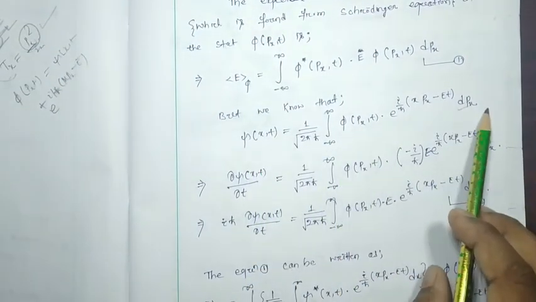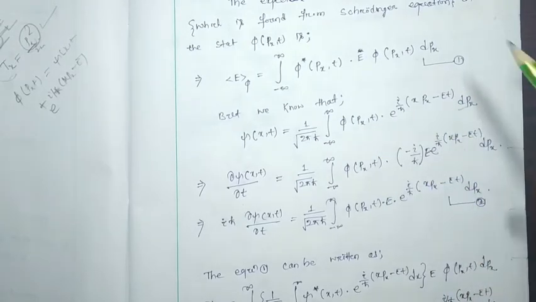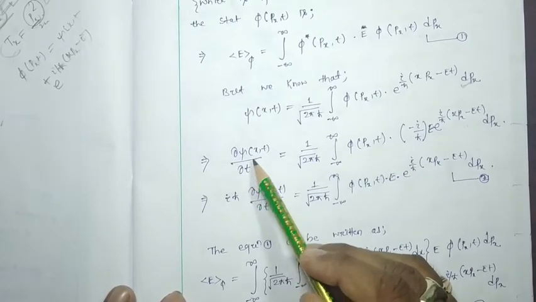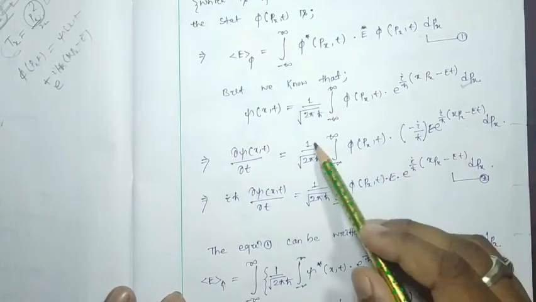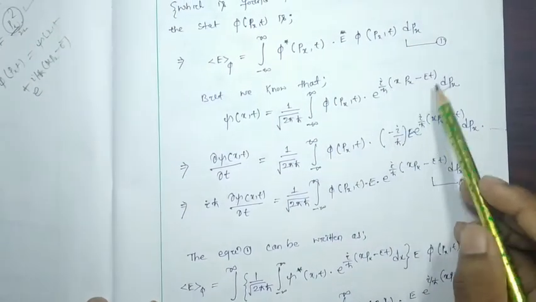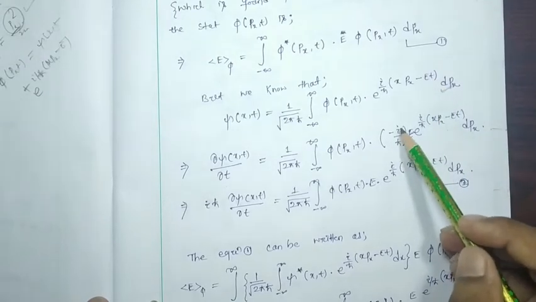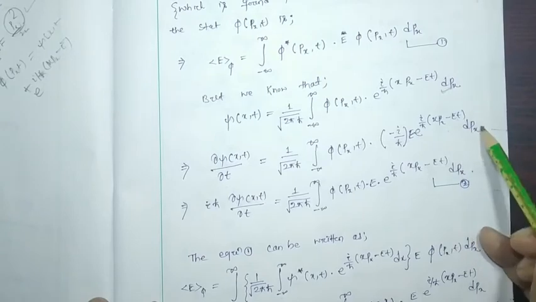But we know that psi of x,t is equal to 1 by root 2 pi h cross, integral of phi of p x,t into e to the power i by h cross, this much we know. And del psi by del t, if we find the first derivative with respect to t, then it will be 1 by root 2 pi h cross, integral from minus infinity to plus infinity. Since t is there, it will be minus i by h cross e to the power i by h cross x px minus Et into dpx.